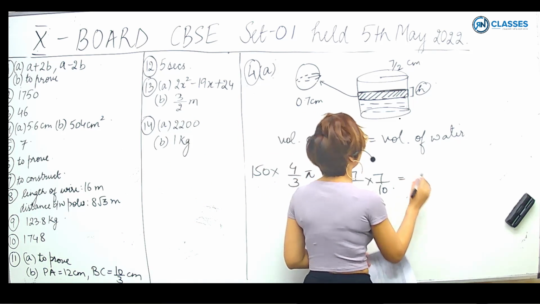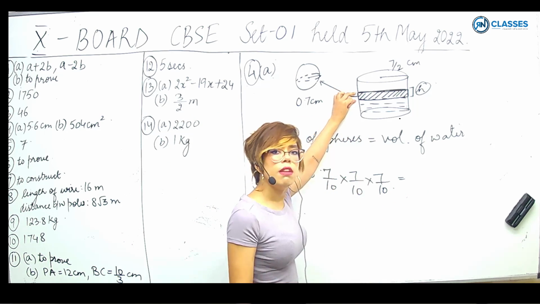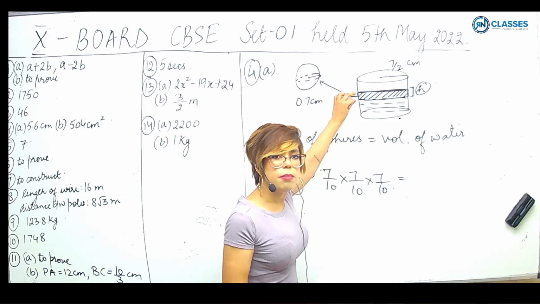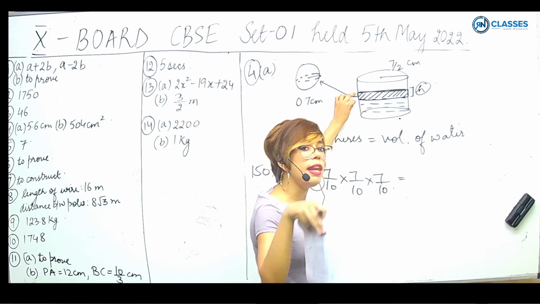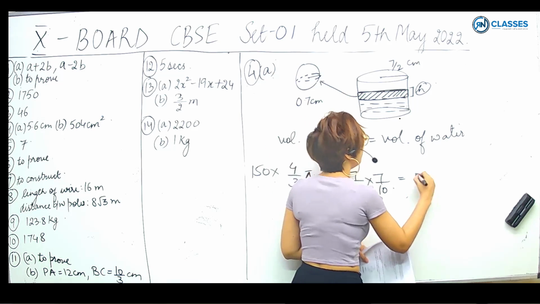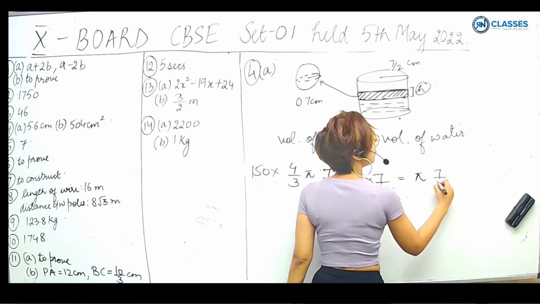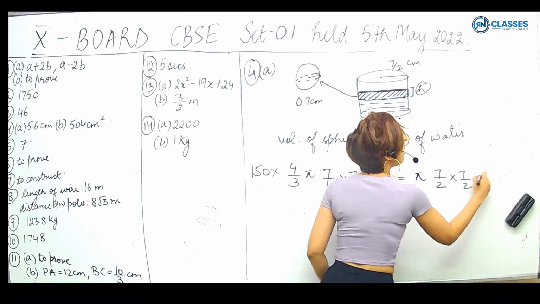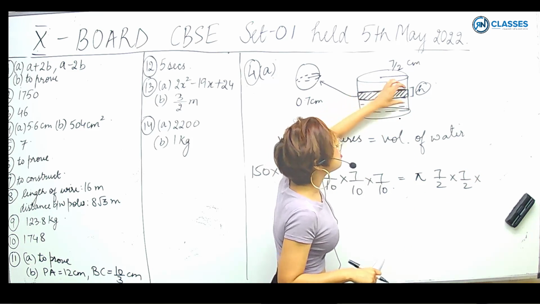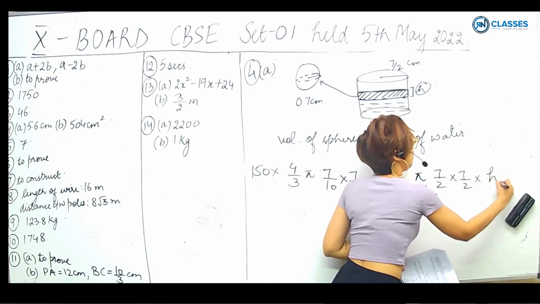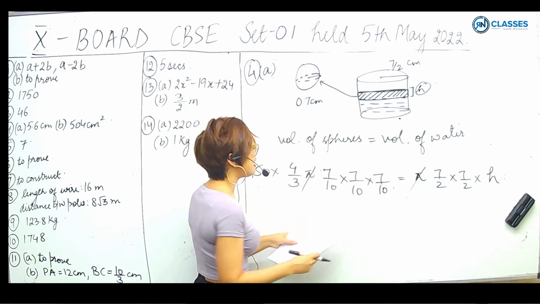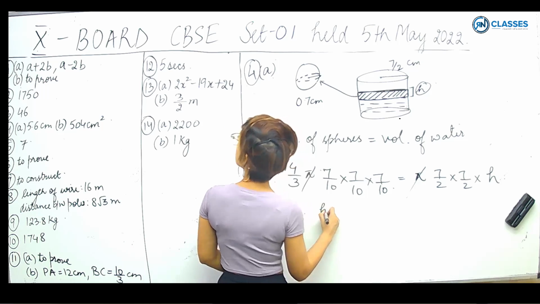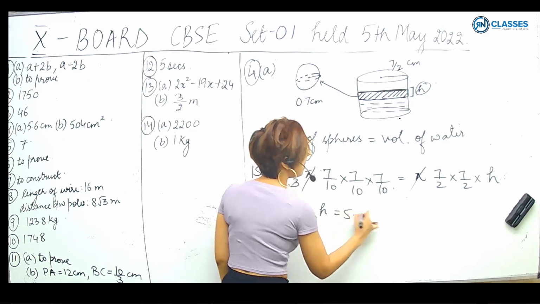Now volume of the water. Volume of the water is this one. Right? This shape is nothing but a cylinder, and volume of the cylinder is pi r square h. So pi r square, r in this case is 7 by 2, so 7 by 2 into 7 by 2 into h. So I'm talking about this cylinder, so height is h. Obviously pi gets cancelled. Calculation is pretty easy. The answer turns out to be 5.6 centimeter.